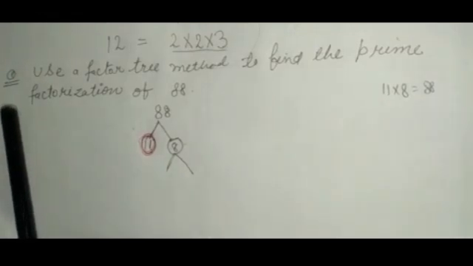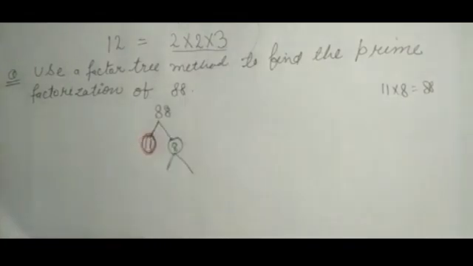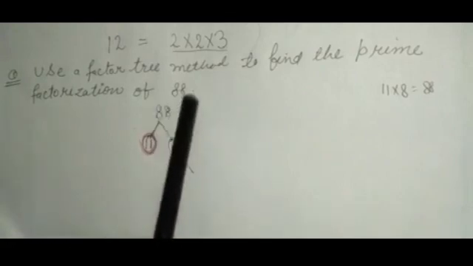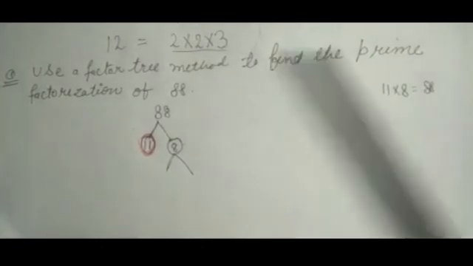Let's take one example. Use the factor tree method to find the prime factorization of 88. 88, right? Now students, you have to think of a pair of numbers which give the product 88. Come on, think. I mean to say, you have to think of two numbers such that if you multiply them, the answer should be 88. Yes, so I thought 11 into 8, 88, right?